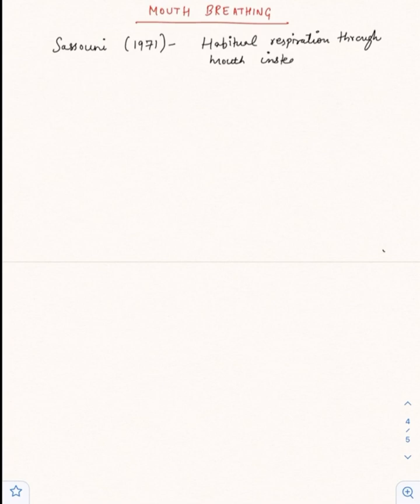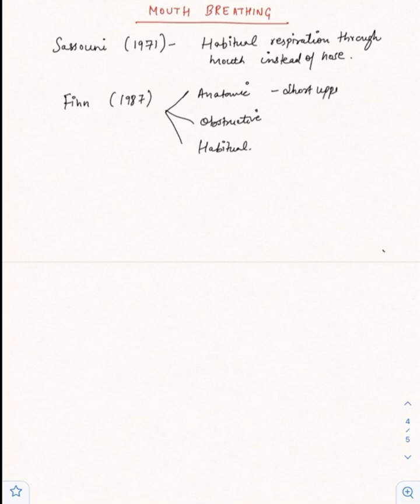Finn in 1987 classified mouth breathing into three categories: first anatomical, second obstructive, and third habitual. Anatomic mouth breathing is because of the short length of the upper lip. Obstructive mouth breathing is because of obstruction in the nasal passage, like nasal blockage or deviated nasal septum. And habitual mouth breathing is because of associated habits.